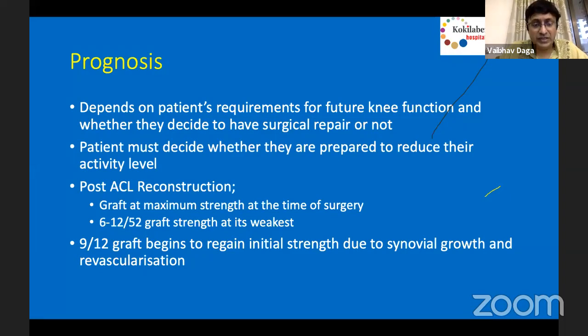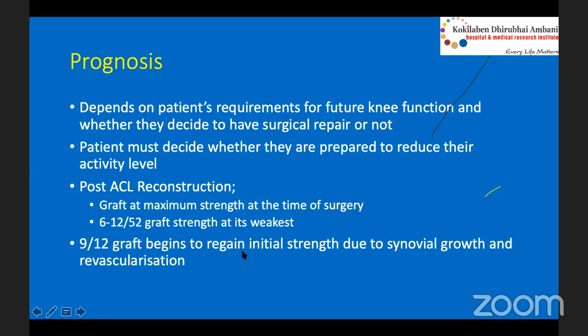So you have to understand how your rehab exercises are placed, and what kind of exercise is to be done at what stage of the rehab is very important. And definitely, the surgeon's consent and taking the surgical team into confidence is the most important way to progress on an ACL rehab. At 9 months, the graft begins to regain its initial strength due to the synovial growth and vascularization.